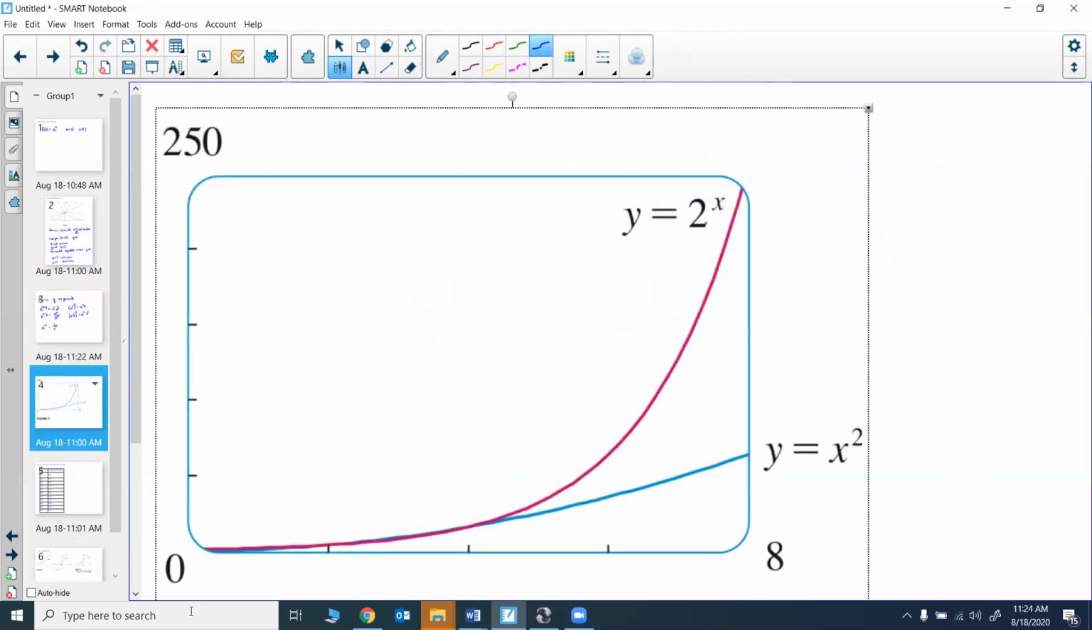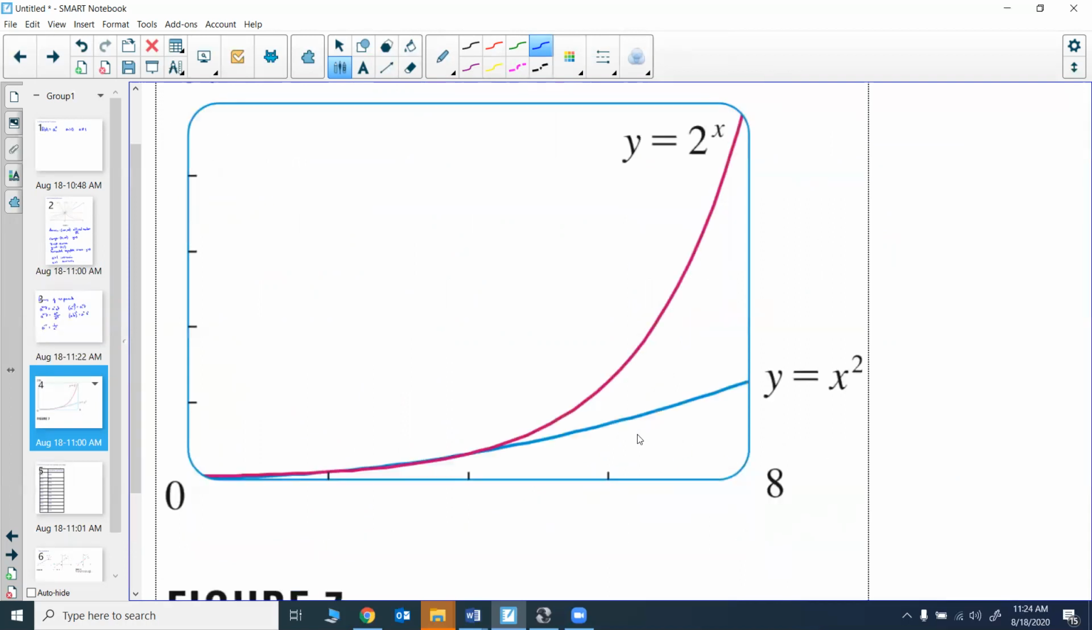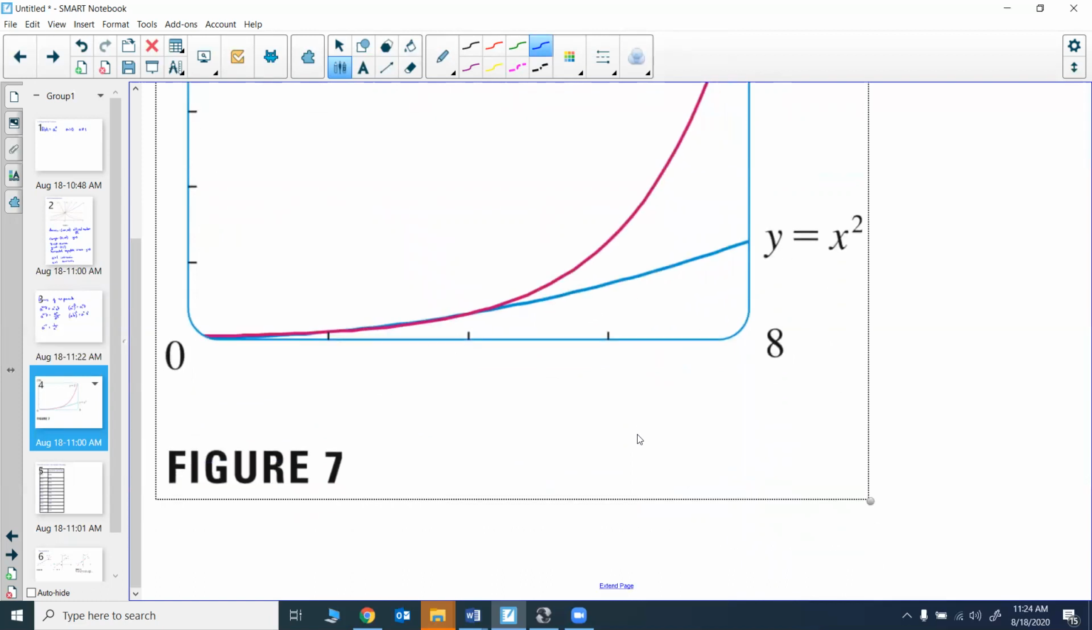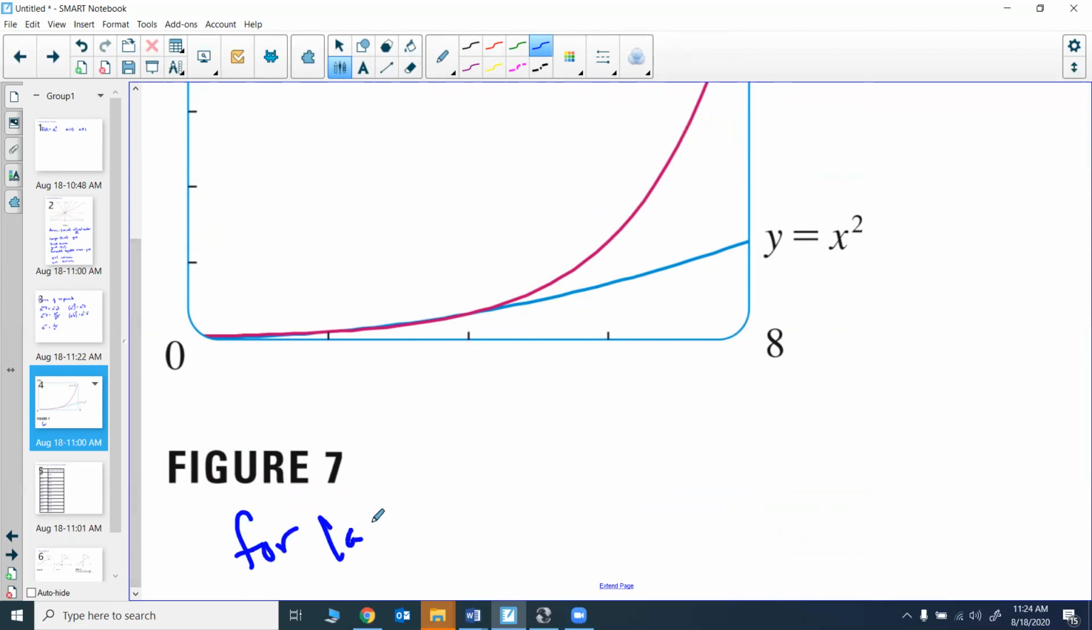Another thing I want to point out is that here is the graph of 2 to the x, and here's the graph of x squared. x squared grows, it's increasing, but if you notice, 2 to the x increases much, much, much faster. So for large x, 2 to the x, or actually any a to the x, is much, much greater than x squared. And that's true of anything. All exponentials are always going to be much, much larger than polynomials.